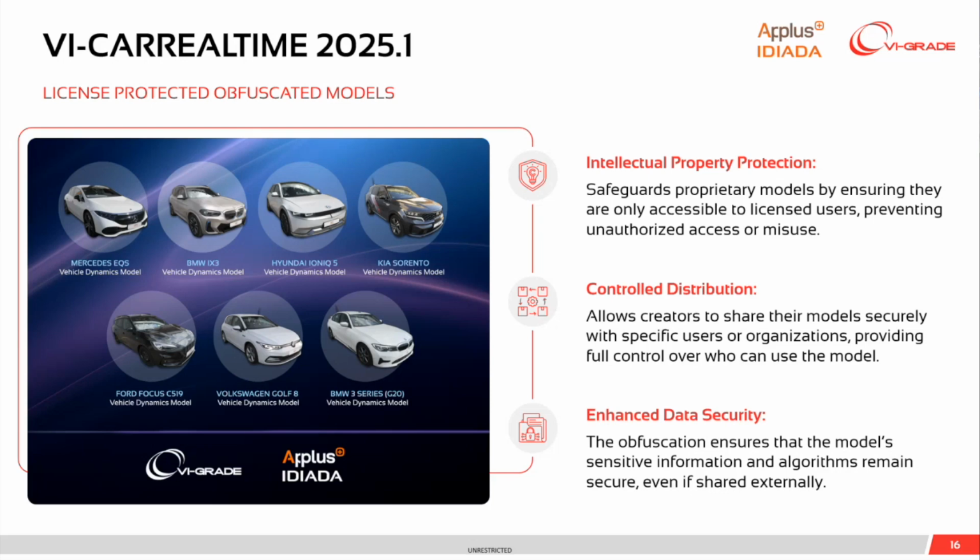In this context, what we have also done for release 2025.1 of VI-CarRealTime is to include a licensing control that, beside obfuscating the models, is also allowing to distribute them only to specific users that are in possession of the related simulation and modeling license. The models that are currently available are listed in this slide. So basically, we are starting from a set of 7 models that have been already prepared by IDIADA and validated from the objective and subjective point of view.